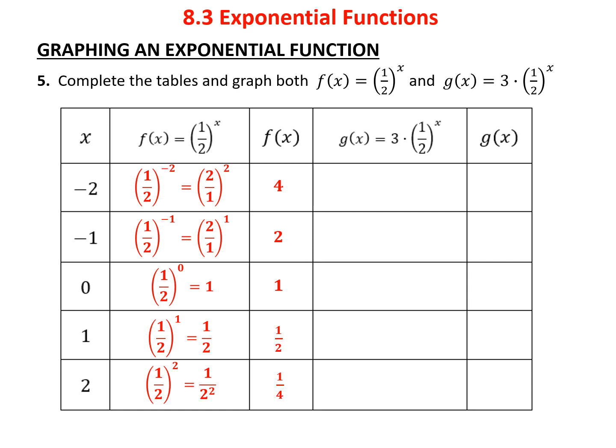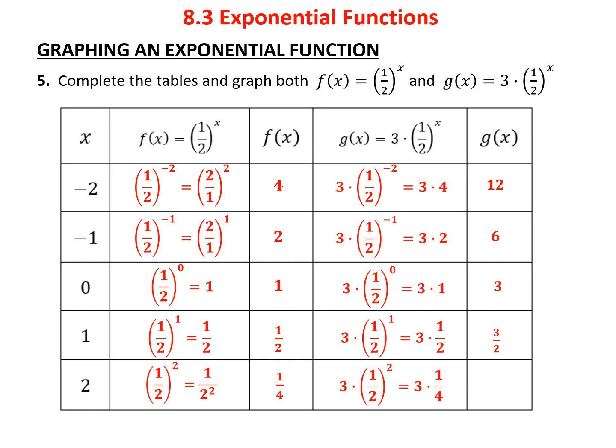G of x is simply 3 times 1/2 to the x, or in other words, it's 3 times f of x. So when I want to find the -2, it's going to be 3 times what f of x was, 4. 3 times 4 is 12. The next one's simply going to be 3 times 2, and then 3 times 1, and then 3 times 1/2, and then 3 times 1/4, and that becomes our table for g of x.